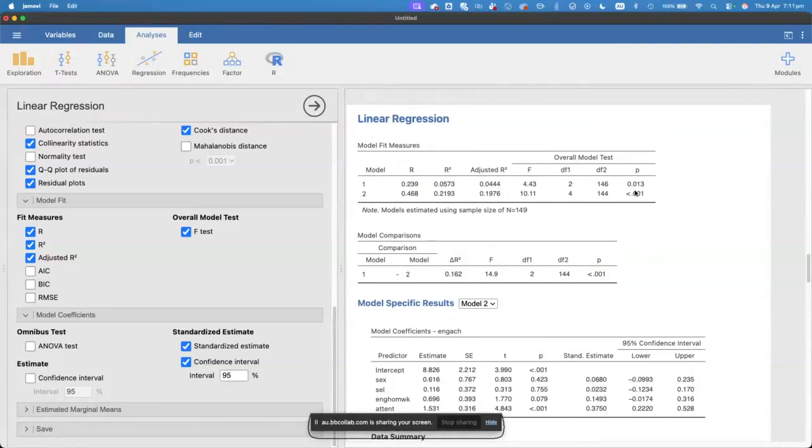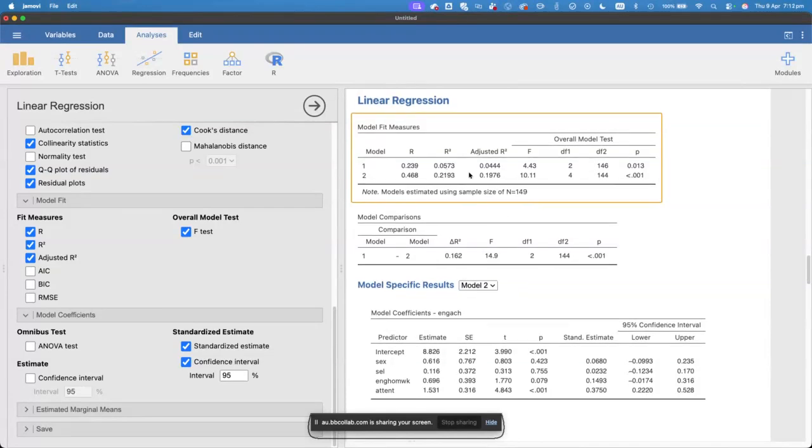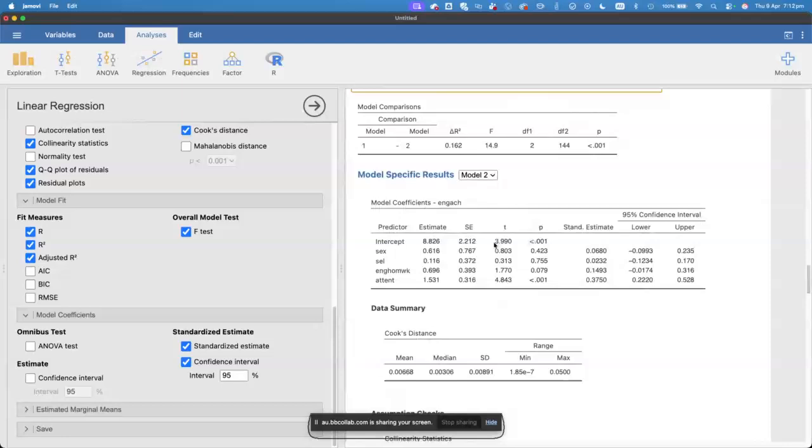All right, so here is our first model and second model. Again, these show the difference between these models and the baseline, which is the mean of English achievement. Both are statistically significant, so both models fit the data better than the mean of English achievement. R-squared for the first model is 5%, second model is 21%, so the difference is 16%. And our adjusted R-squared for the population level is there, which is lower than the R-squared.